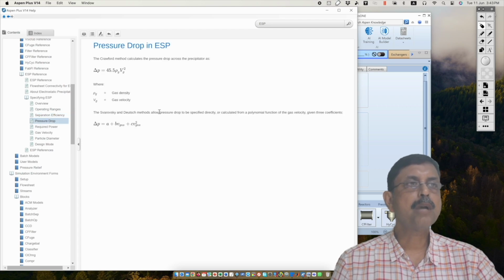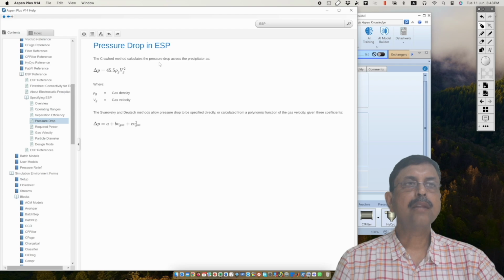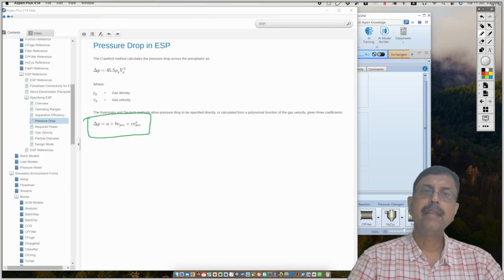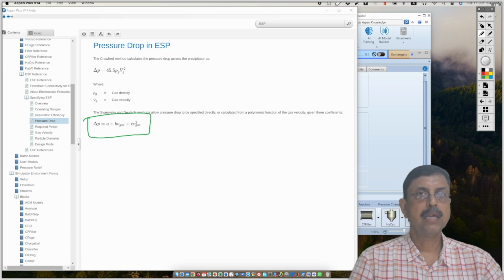Then comes the pressure drop. The Crawford method calculates the pressure drop across the precipitator with this small equation, where you need the information of gas density and gas velocity. Whereas for the Swarovski and Deutsch methods, the pressure drop can be specified directly, or you can use a polynomial function of the gas velocity, that is, a second order polynomial. And you might remember when you learned the fabric filter, you came across a similar kind of function for pressure drop. The similar kind of function is applicable over here also.